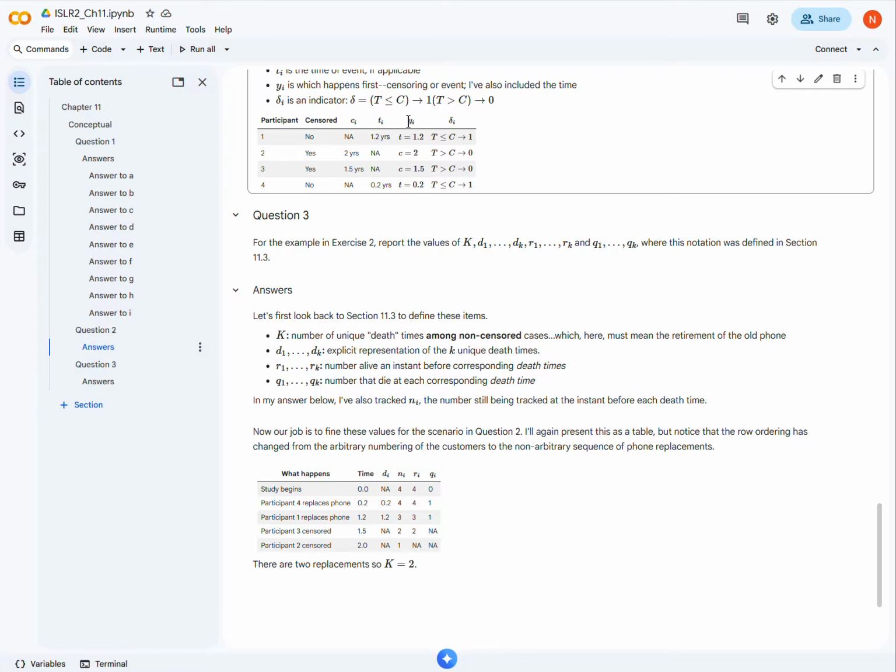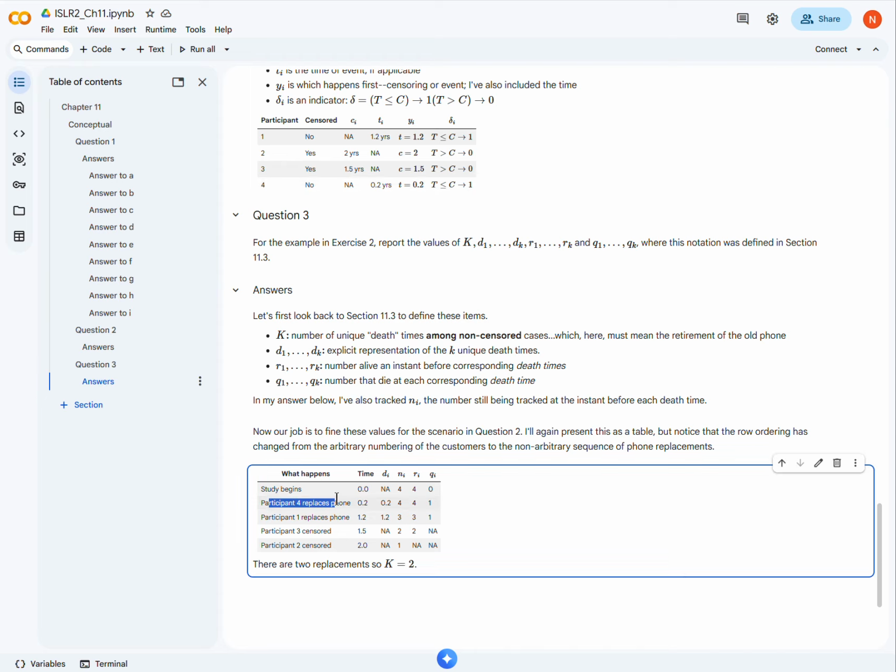Well, really, we can look at the shortest numerical value for YI, and it's 0.2. So what happens at 0.2? Well, it looks like participant 4 replaces their phone, right? Because they're not censored. It's at 0.2. So we say participant 4 replaces their phone at time 0.2.